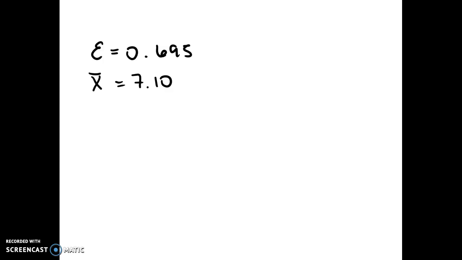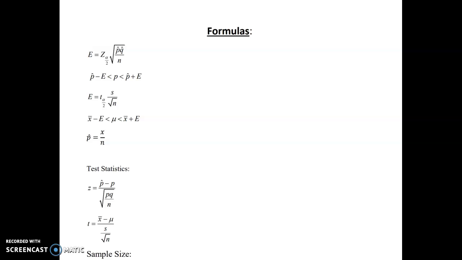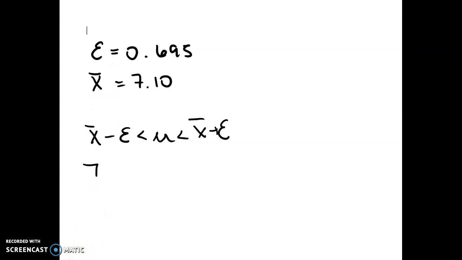Now, the reason that we need these two items is because we're looking for a confidence interval. Now, I have two confidence intervals to choose from, either this one or this one. Now, the information they gave me was a sample mean and the margin of error. This one would be the sample proportion and the margin of error. And this one is the sample mean and the margin of error. So that means that I need to use this formula right here. Okay, and then you just plug in your numbers.